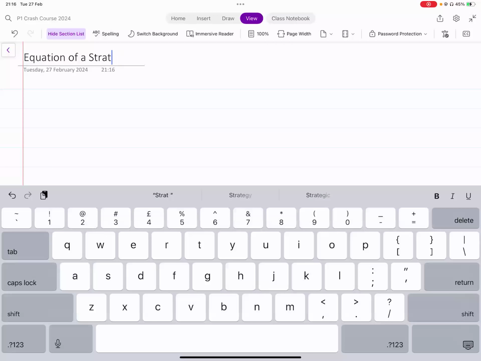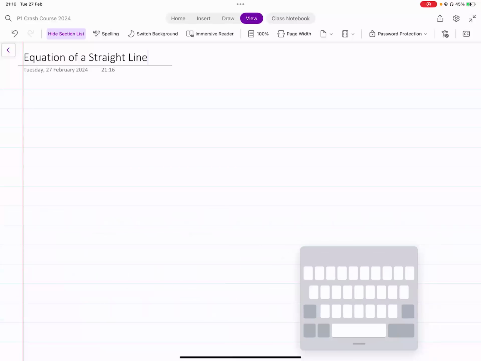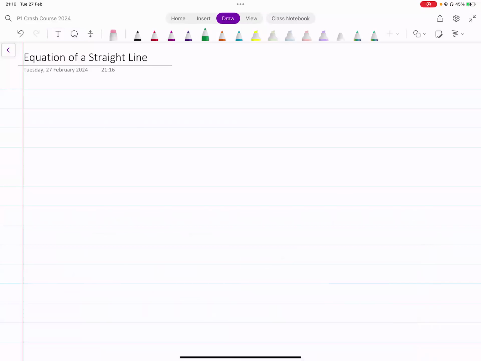Equation of a straight line. Let's talk about this. Straight lines equation. Now, what does the equation of a straight line look like? The standard form that most of you have done is this one: y equals mx plus c. Right? This is something that all of you, I'm sure, know about.